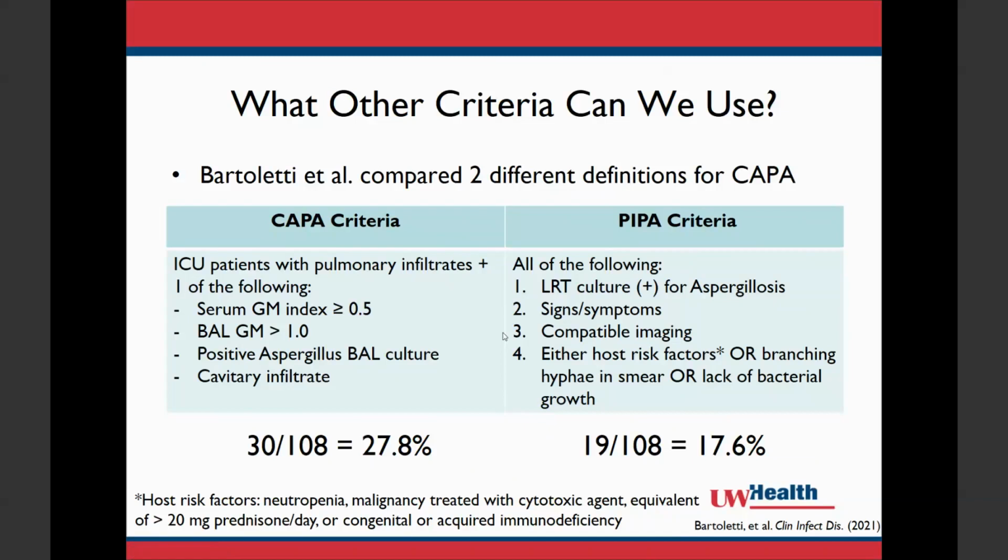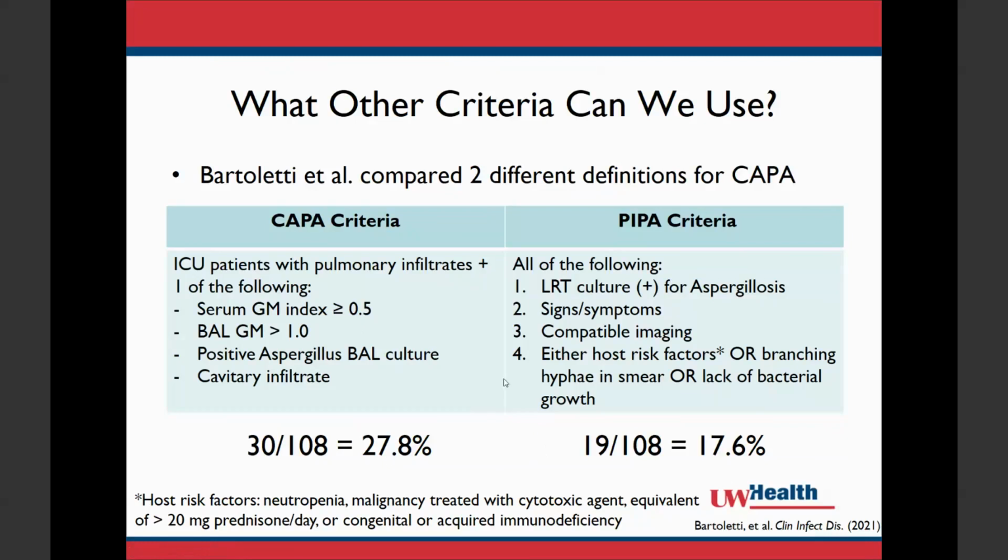And then either they need to have the normal immunocompromised risk factors, or branching hyphae on smear, or lack of bacterial growth. And so, again, PIPA relies on these lower respiratory cultures, where the CAPA criteria can use surrogate markers like galactomannan to make the diagnosis. So it does make sense, again, that there is a higher rate of diagnosis here. But in this study, both had higher rates of mortality. So really, either one could be used.